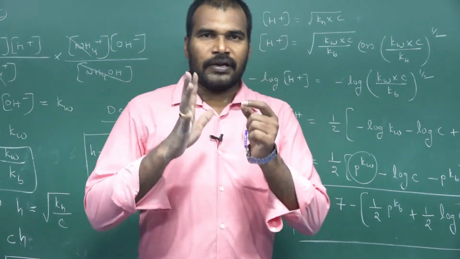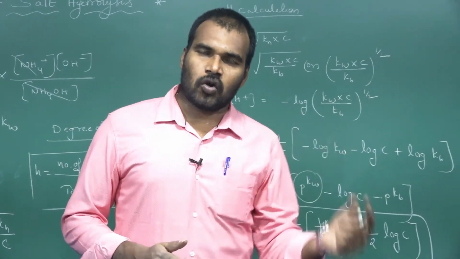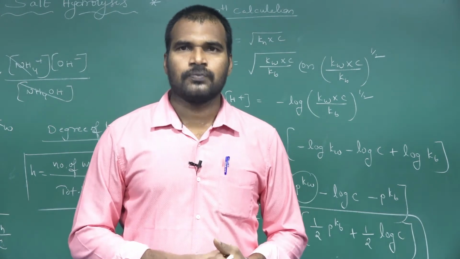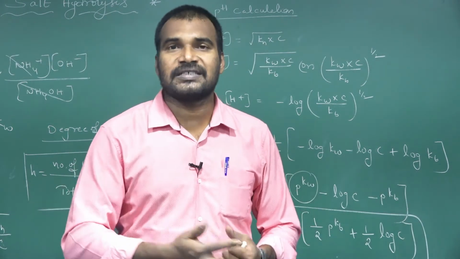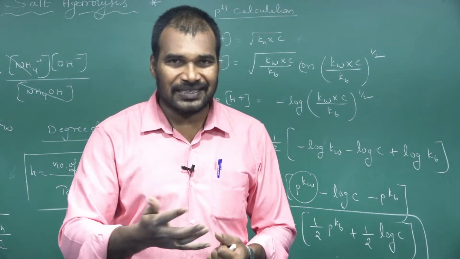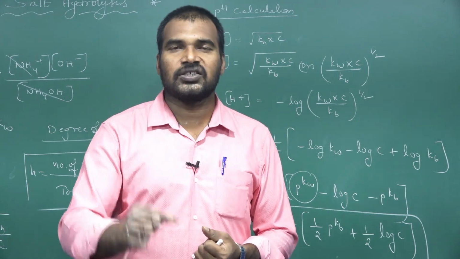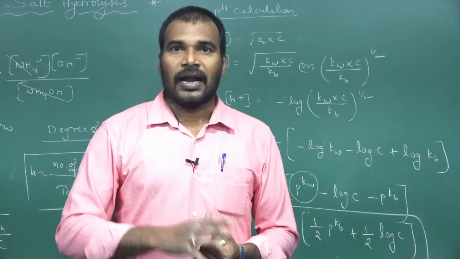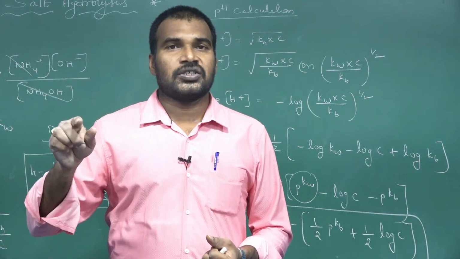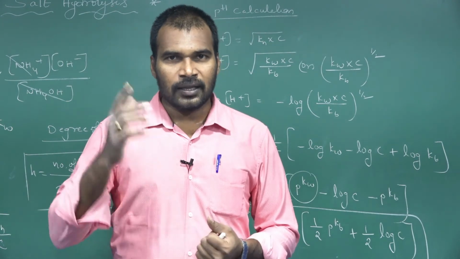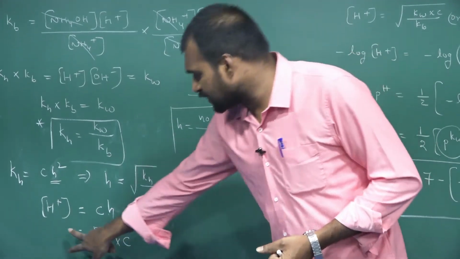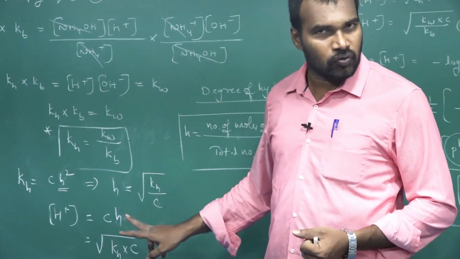So once again, when we hydrolyze the salts made up of strong acids and weak bases, cationic hydrolysis takes place. It furnishes H plus ions into the solution. So the resulting solution is acidic, with pH value less than 7, and Kh is equal to Kw by Kb. The degree of hydrolysis h is equal to square root of Kh by C, and H plus concentration is equal to square root of Kh into C.